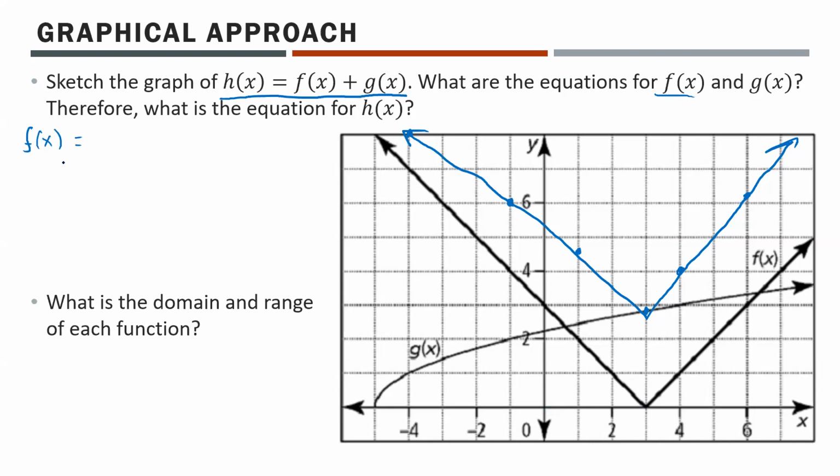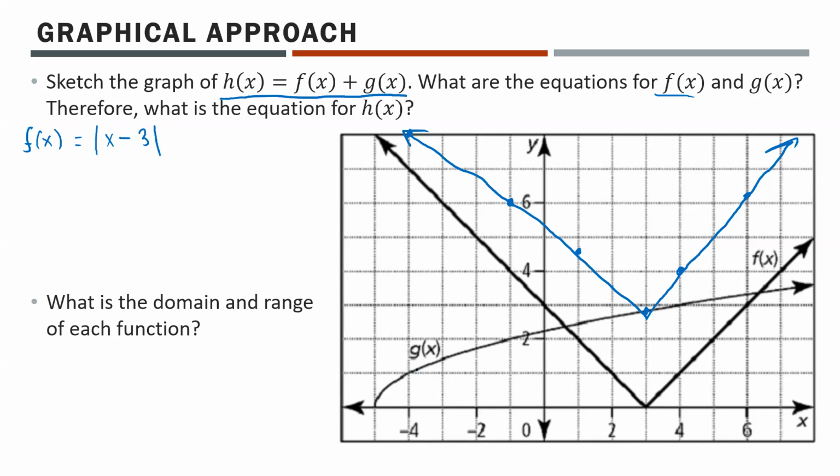And remember, horizontal translations happen to replace our x. Okay, so instead of just saying absolute value of x and being done with it, we're going to say the absolute value of x minus 3, because minus 3 on the inside there is going to move it over to the right by 3. Then we have g of x.